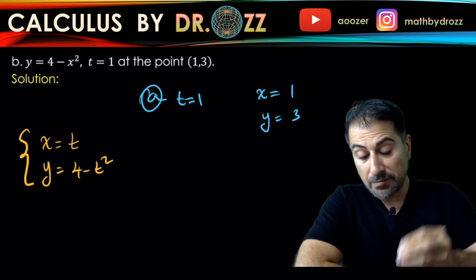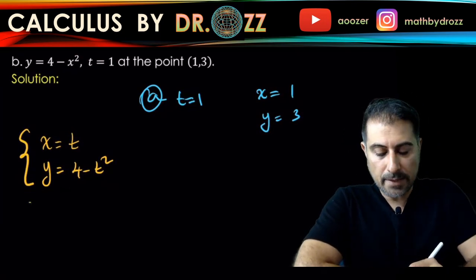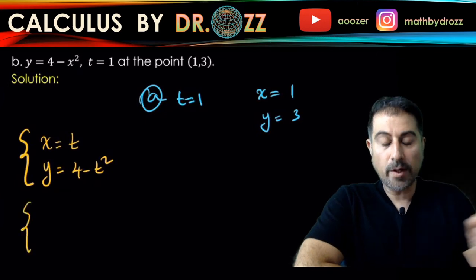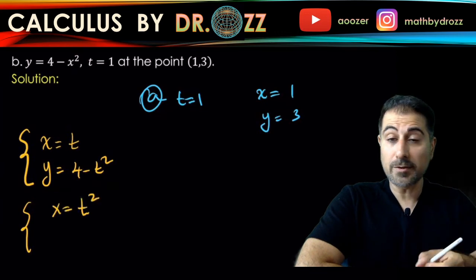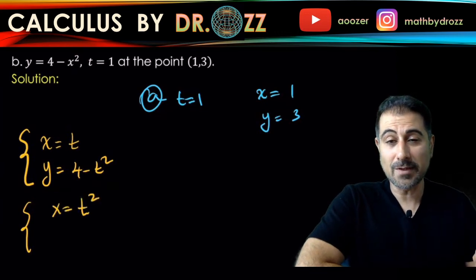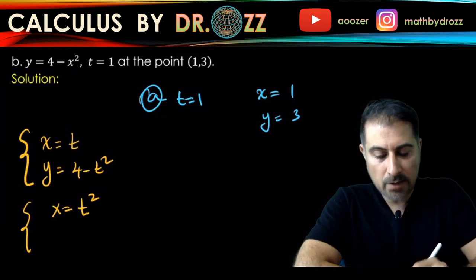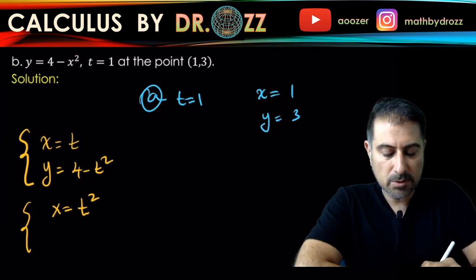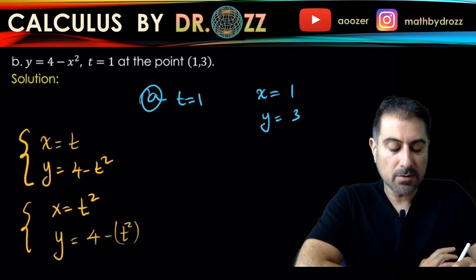Okay, can you find another representation? Yes, you can. For example, I can choose x to be t squared, so that when t equals 1, x is still 1. And if you want, you can choose this to be t cubed, right? Because you still have x equal to 1. But this time y is going to be 4 minus t squared squared. So therefore, it's going to be 4 minus t to the 4th.